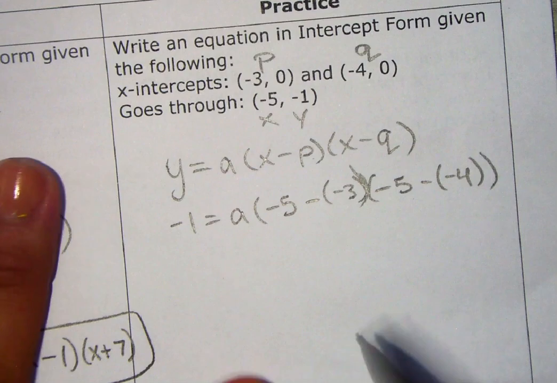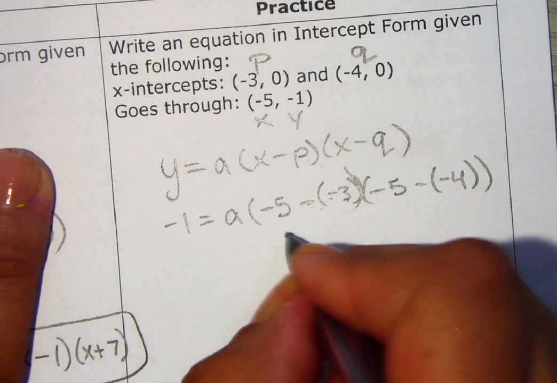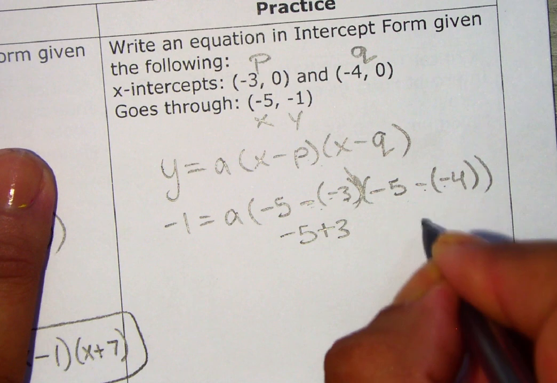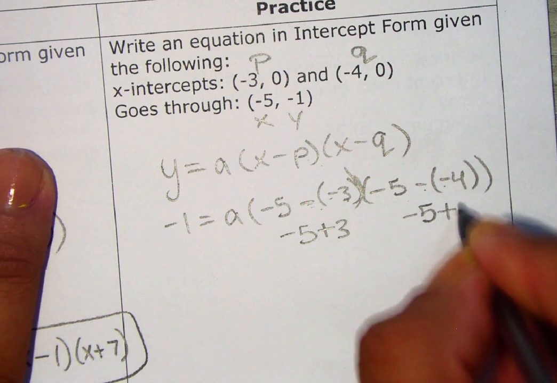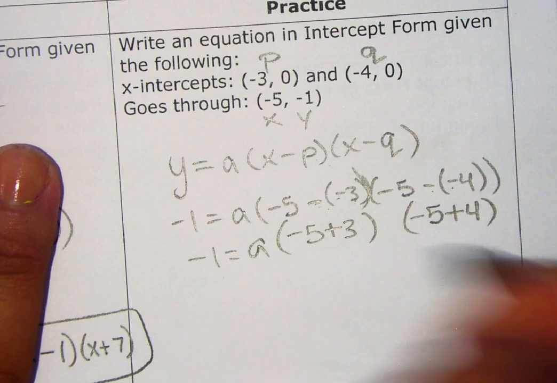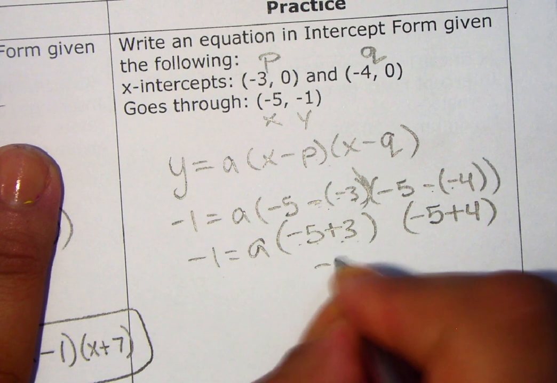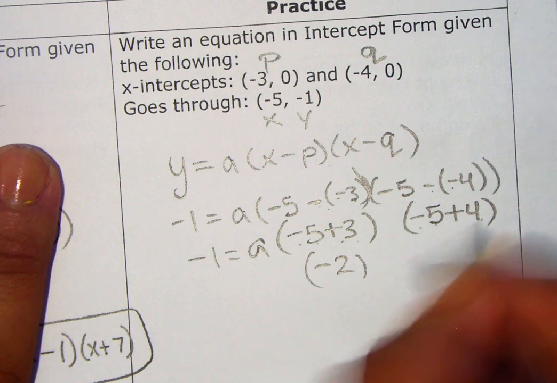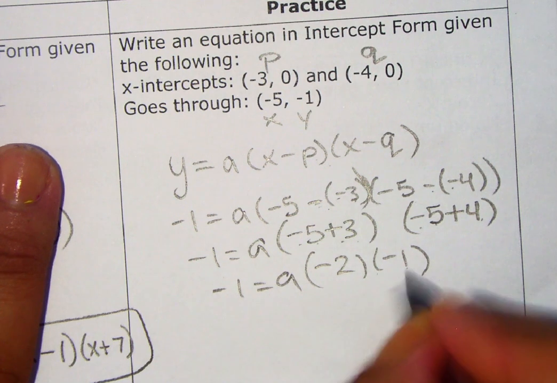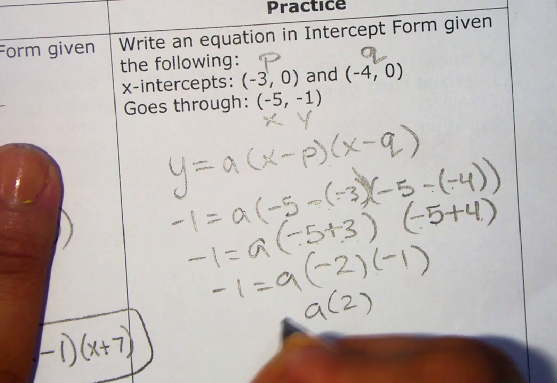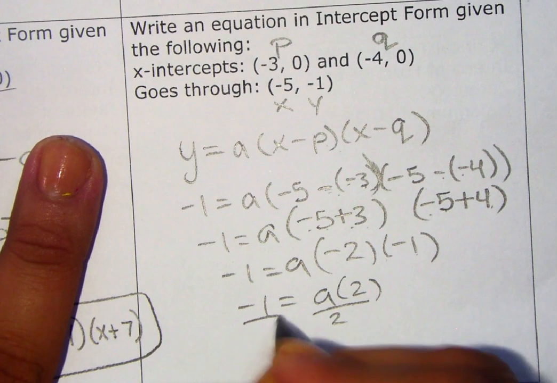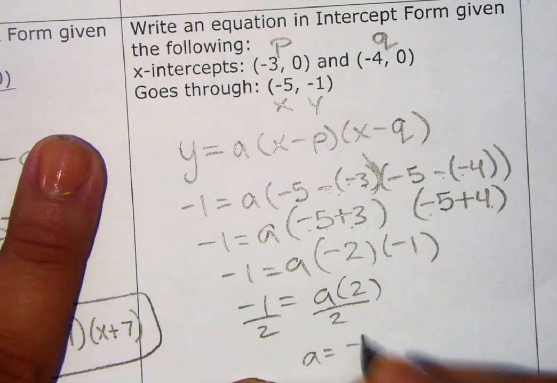When you simplify, you're going to have a double negative right here, which becomes negative 5 plus 3. This is minus negative, so that becomes negative 5 plus 4. And then we have negative 5 plus 3, which is negative 2, and negative 5 plus 4, which is negative 1. Negative 2 times negative 1, that's positive 2. And then we get rid of the number next to A by dividing by 2. So A is negative 1/2.